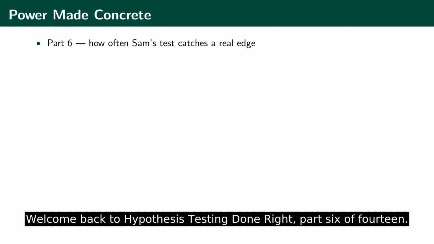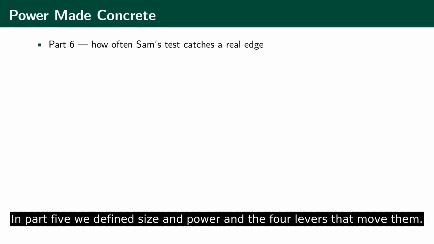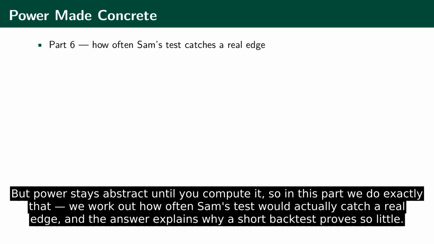Welcome back to Hypothesis Testing Done Right, Part 6 of 14. In Part 5, we defined size and power and the four levers that move them. But power stays abstract until you compute it. So in this part, we do exactly that. We work out how often Sam's test would actually catch a real edge, and the answer explains why a short backtest proves so little.